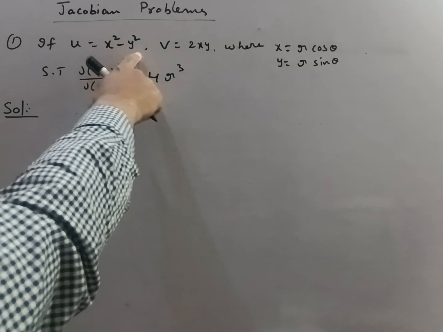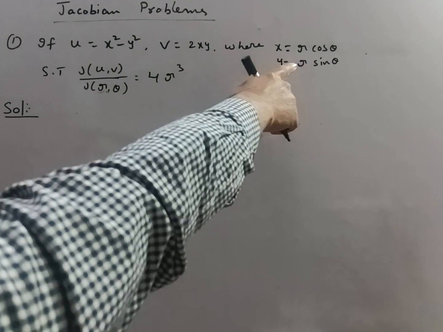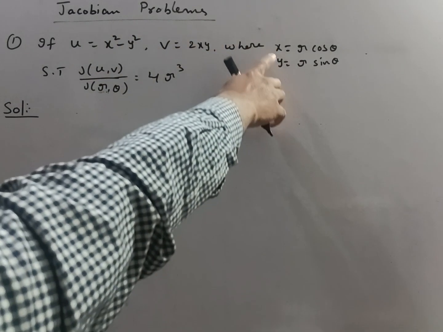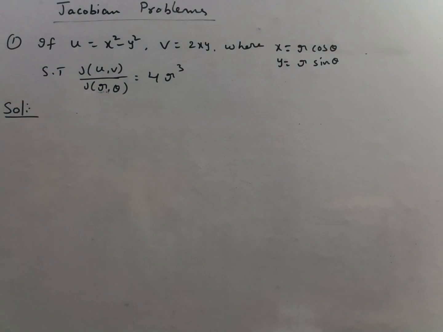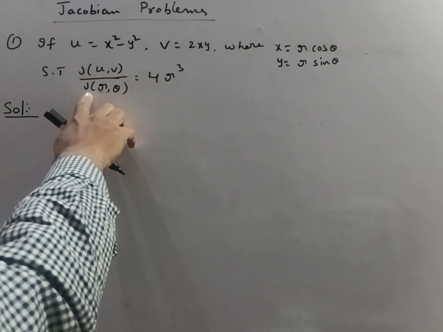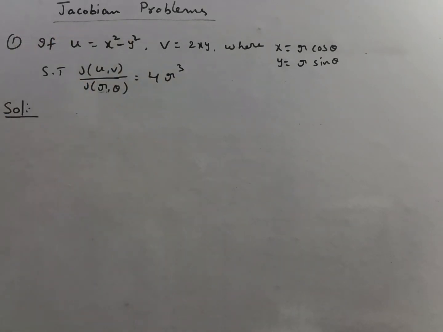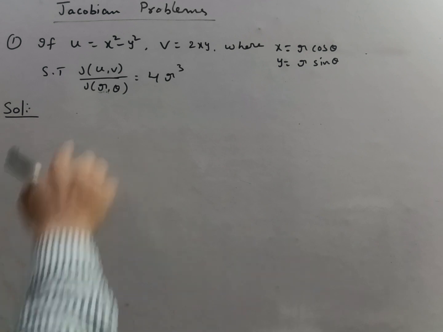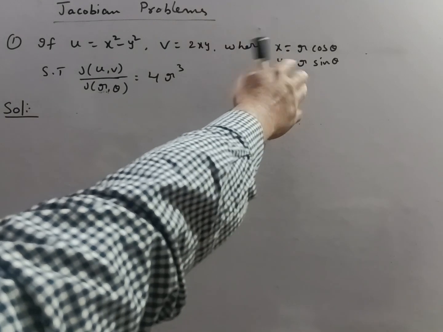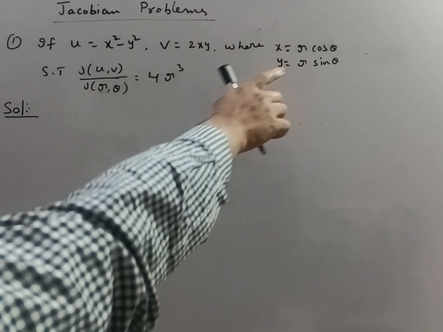If u is equal to x square minus y square and v is equal to xy, where x is r cos theta and y is r sin theta. He gave x and y in terms of r and theta, polar coordinates. Now he's asking to show that dou of u comma v by dou of r comma theta is equal to 4r cube. So first, when u comma v is given as some other function, we have to convert u comma v in whatever the function is given in.